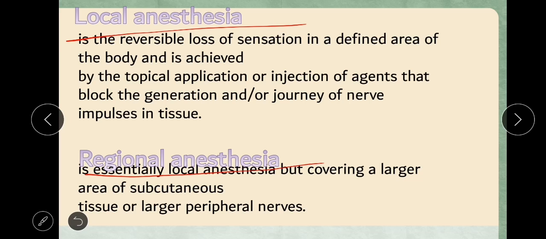Okay, there are two kinds of anesthesia. First is local anesthesia. It is a reversible loss of sensation in a defined area of the body and is achieved by the topical application or injection of agents that block the generation and conduction of nerve impulses in tissue. Regional anesthesia is essentially local anesthesia but covering a larger area of subcutaneous tissue or larger peripheral nerves.